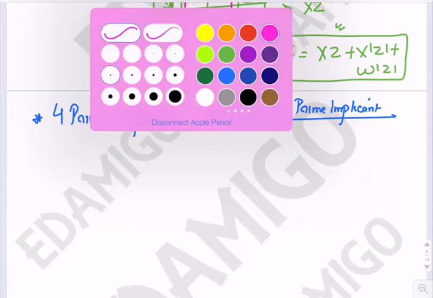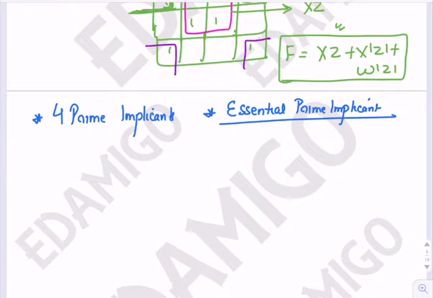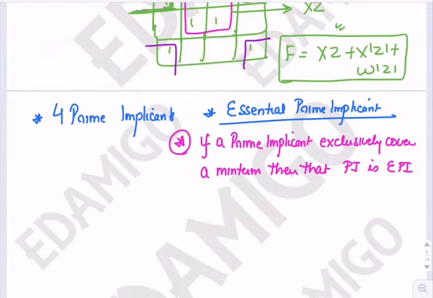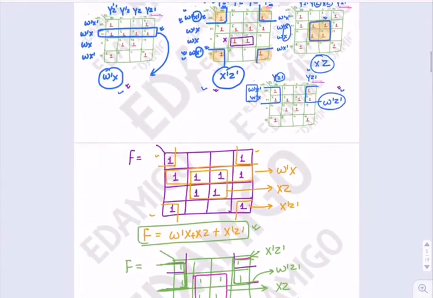So the definition of essential prime implicant is that if a prime implicant exclusively covers a min term, then that prime implicant is an essential prime implicant. Okay, so let me explain this with the help of the particular example as we have seen here.